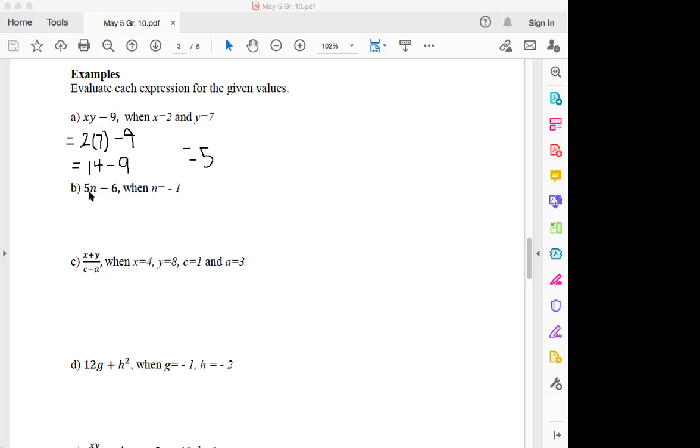Okay. For B, we've got 5n minus 6 when n is equal to negative 1. So wherever you see an n in the expression here, you're going to replace it by negative 1. So we've got 5. We have an n, so make sure to write negative 1 here. And then minus 6. So again, like I said, BEDMAS says to do multiplication first. So we're going to do 5 times negative 1, which is negative 5. And then you have your minus 6. So that is going to give us negative 11.